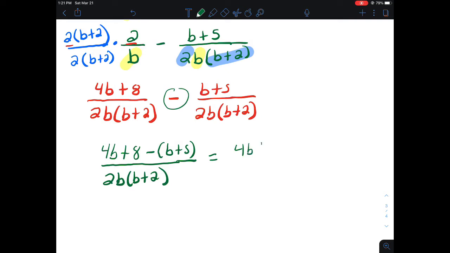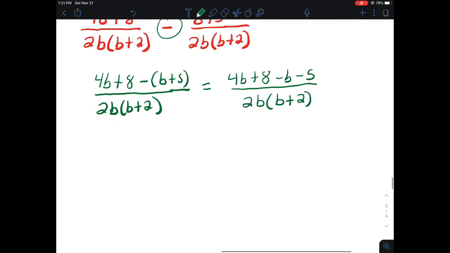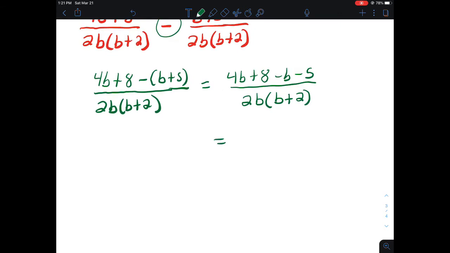So I have 4b plus 8 minus b minus 5 over 2b times b plus 2. Now I combine like terms and see what I'm left with. Well, I'd be left with 3b plus 3 divided by 2b times b plus 2.